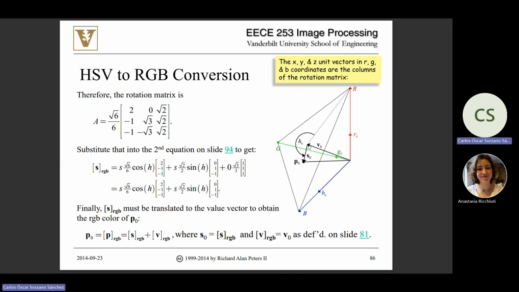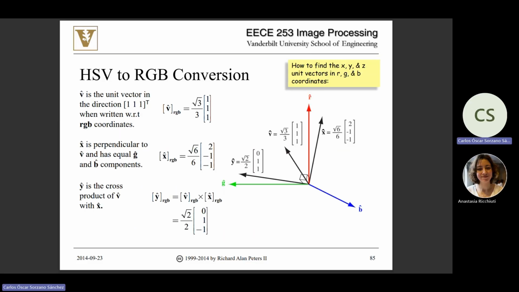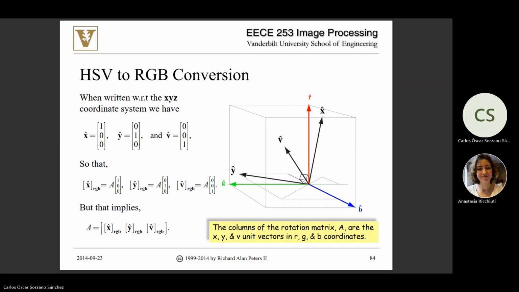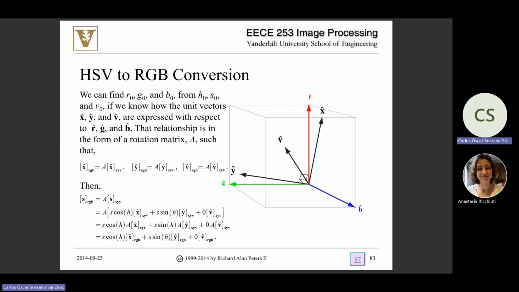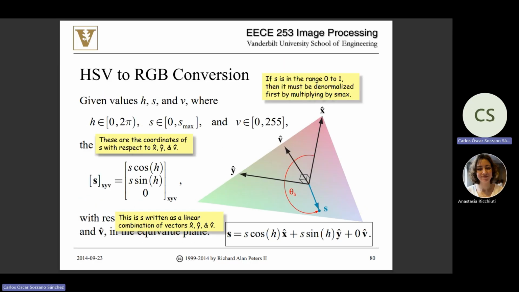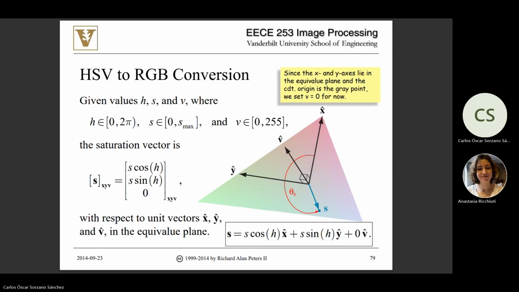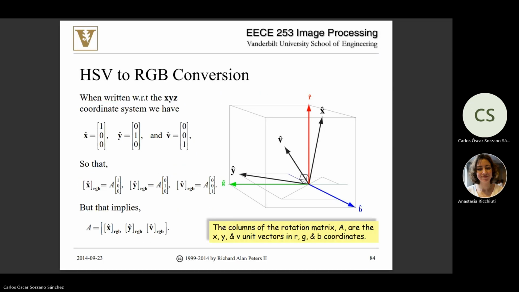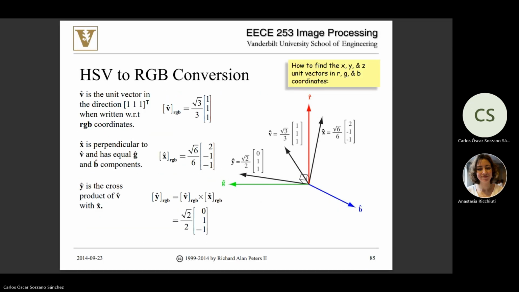Okay, so how do we know x? How do we know x? It's on a slide, something. There was an explanation of x. Yeah, it is here, explanation of x. Okay, so x is perpendicular to b and has equal g components. Okay, so let's do that.